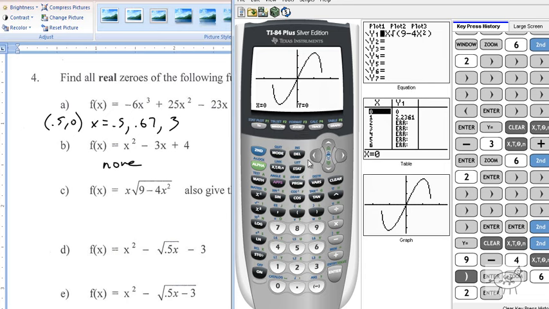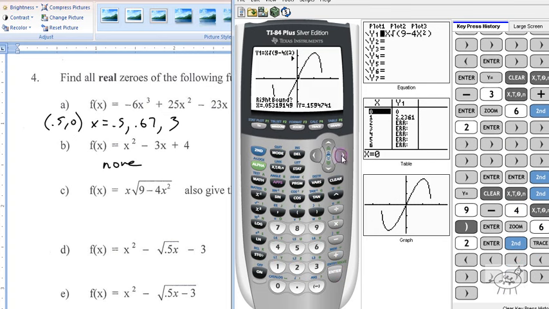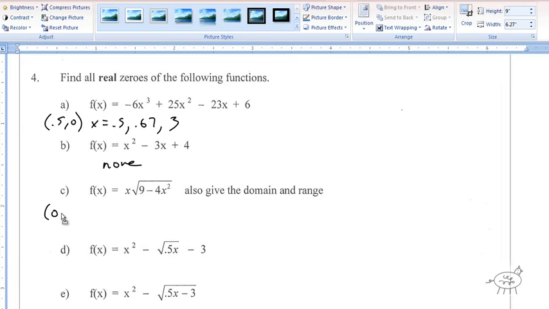They asked you to find the zeros. So second, calculate, zero, and let's do left bound. We'll go to the left side and then right bound that side and hit enter. So it crosses at the origin. So that is our root, (0, 0), or x equals 0.